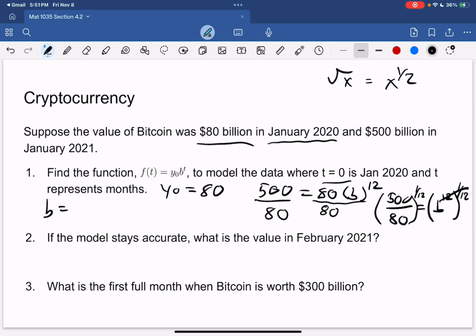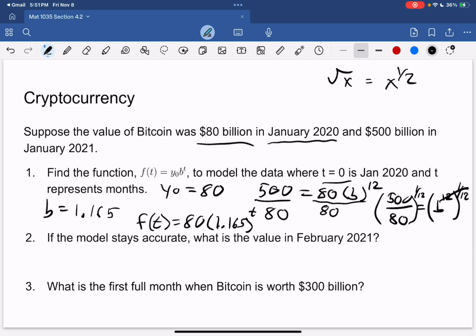And so when I do that, I get that b is equal to 1.165. Okay, so now I have a function. My function is f of t equals 80 times 1.165 raised to the t power. Okay. So that is my function. Now I can plug in whatever value of t I want to, and I will get some kind of answer out. All right, so if the model stays accurate, what is the value in February 21?